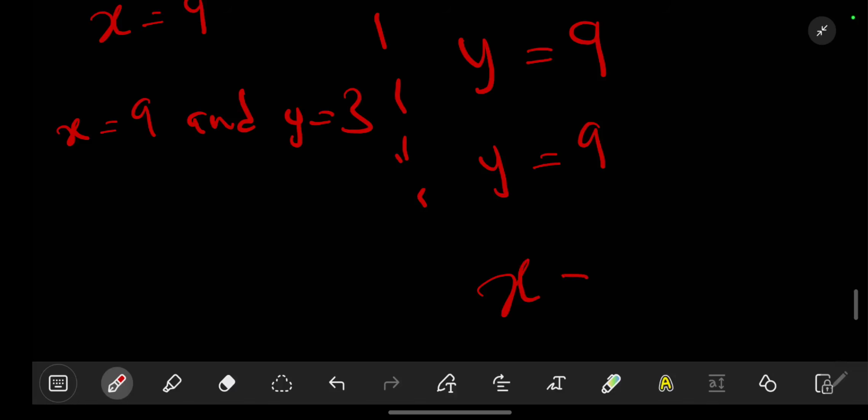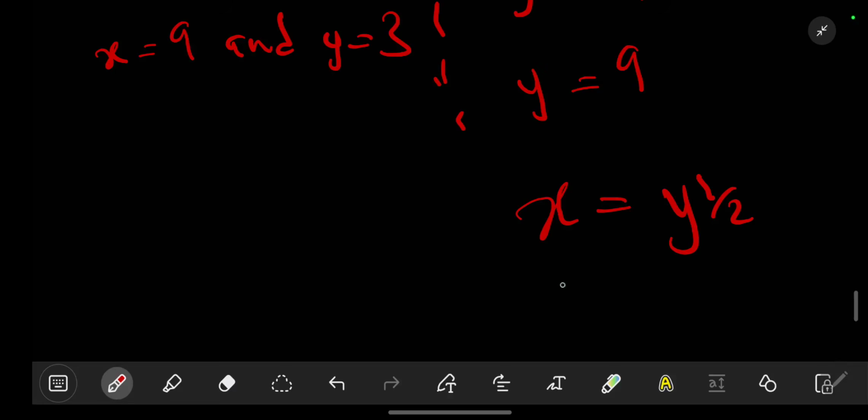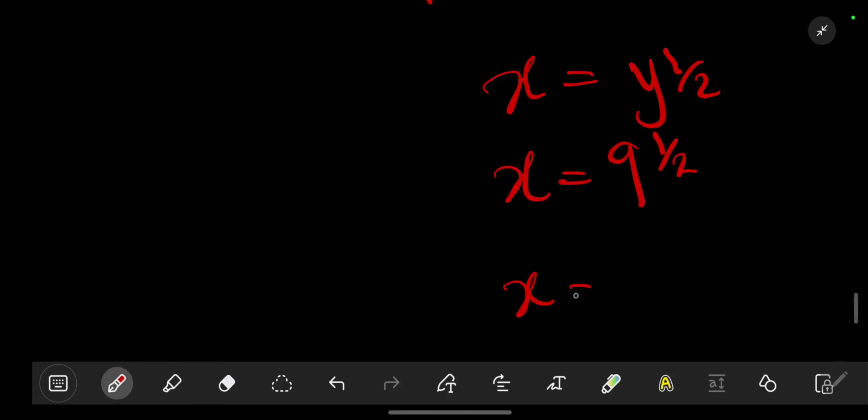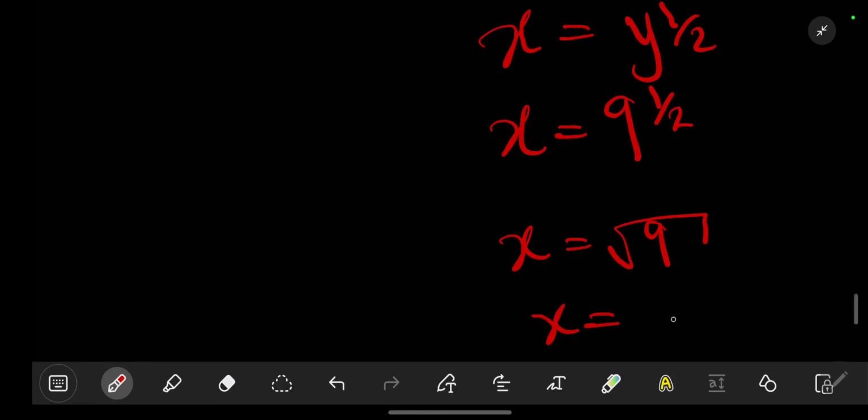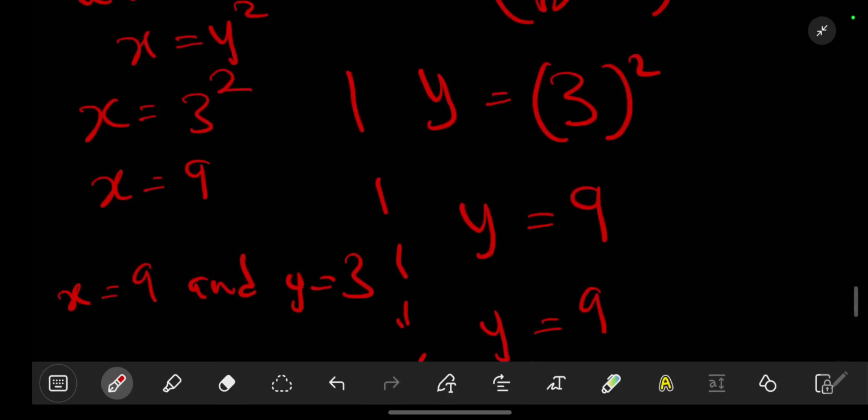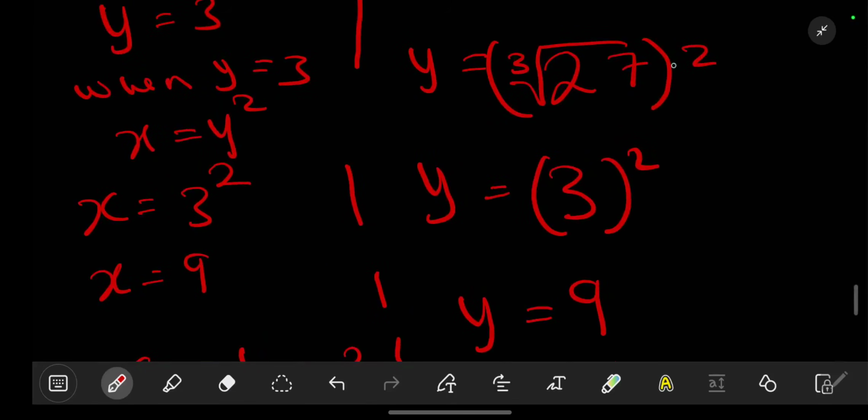The equation says x is equal to y to the power 1 over 2. That means to say our x is equal to, where there is y, we put 9 to the power half. So x is equal to 9 to the power half, which is the same as the square root of 9, which will give us x is equal to 3, like that. So that is how we are going to solve that problem. With that said, let's move on.